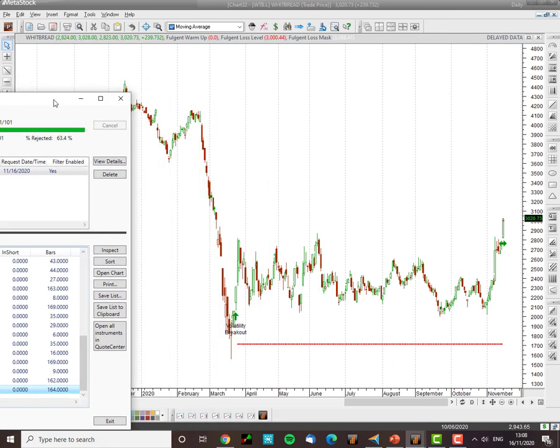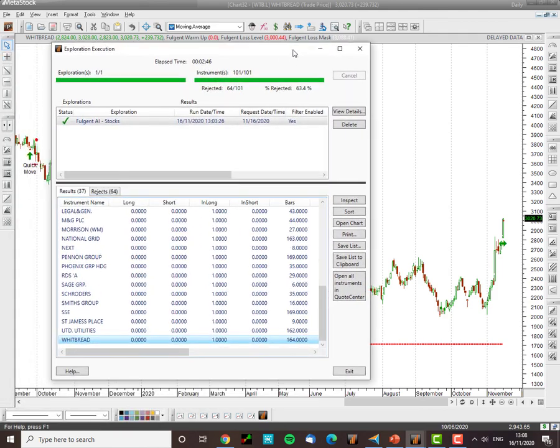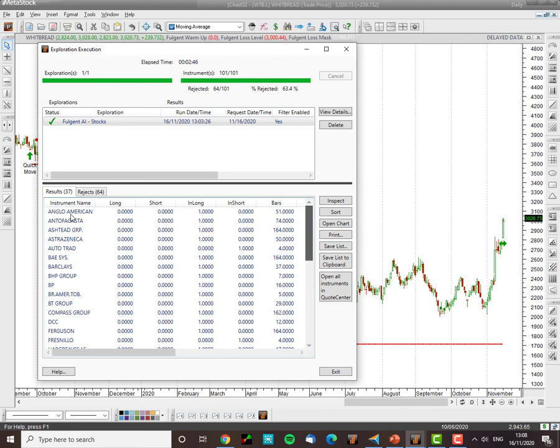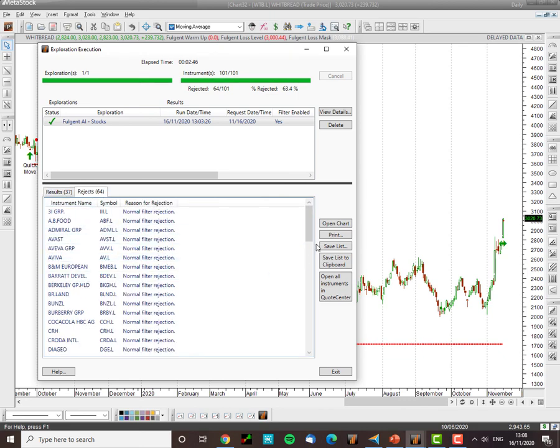You can see huge volatility breakout. Still long, still up. So that's been a fantastic trade. So you can see we've had quite a lot of trades, both long and short, out of the FTSE100. Quite a lot of rejected ones, normal filter rejection, where there isn't really a recent good signal on these shares, but nevertheless there's quite a lot of nice trades in the FTSE100 going forward.